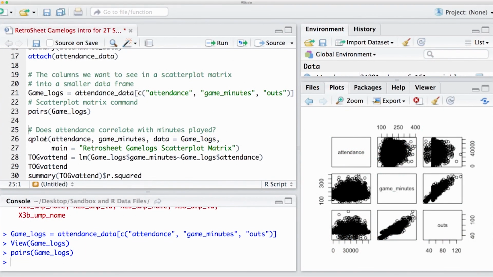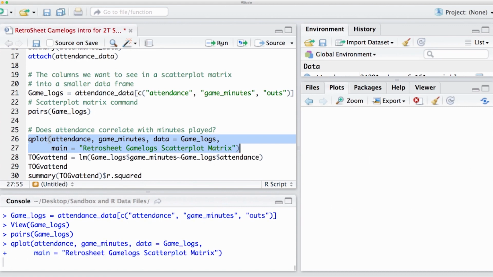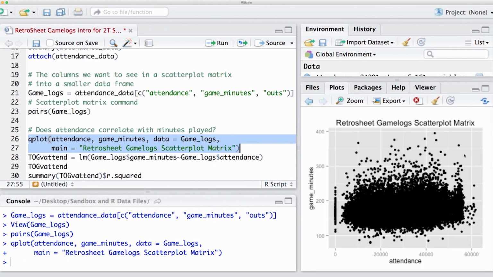Let's do a quick plot of the data. This data is going to be from the game minutes and the attendance. And let's do a quick plot of that, and label it RetroSheet Game Logs Scatter Plot Matrix. Let's run that. So here's the RetroSheet Game Logs Scatter Plot Matrix.